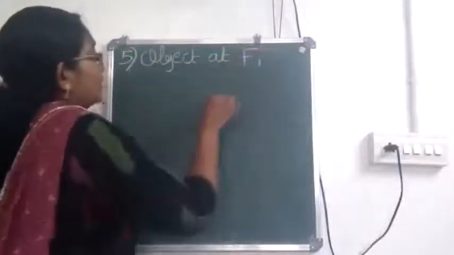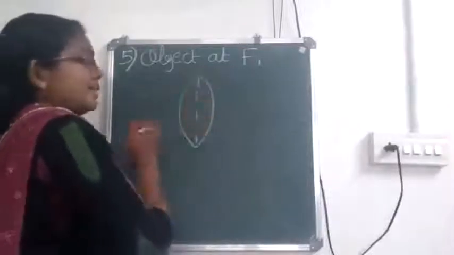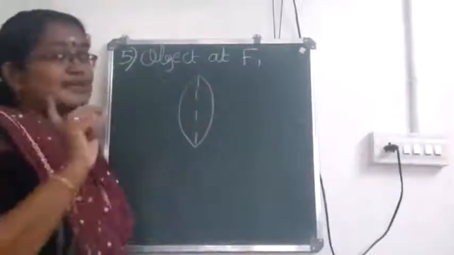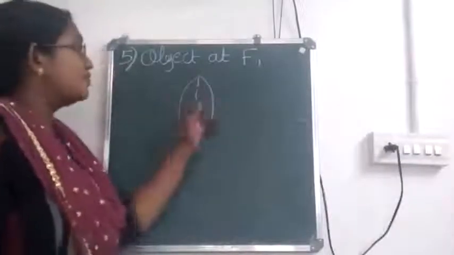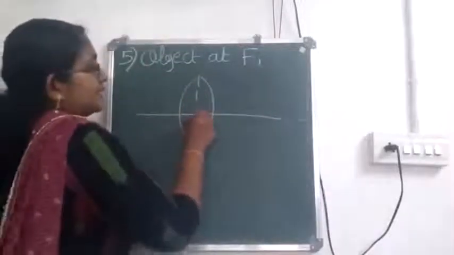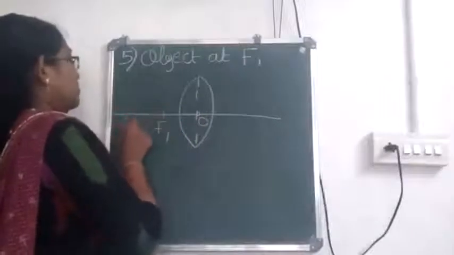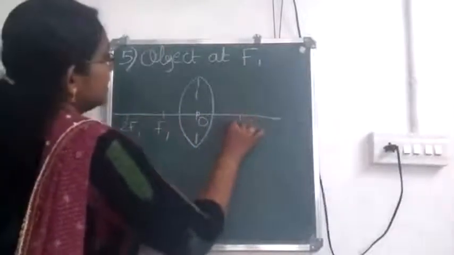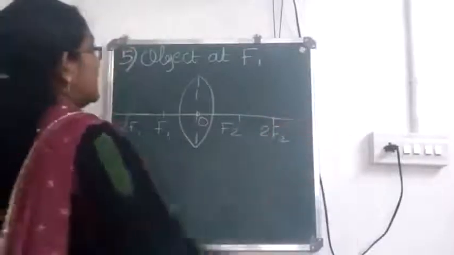Okay, object at F1. So I have the lens, principal section. I am repeating the same thing again and again because you should not go wrong. First draw the lens, then draw the principal section, then draw the principal axis, mark the optic center, mark F1 and 2F1 on the left hand side, F2 and 2F2 on the right hand side.